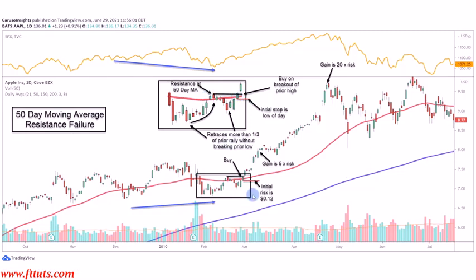In this case, we're looking at Apple back in 2010, so due to all the splits, it looks like a low price stock. In reality, it was much higher priced than that. But in this example, you have a 12-cent risk, and very quickly you get 5 times your risk, soon after 20 times your risk.